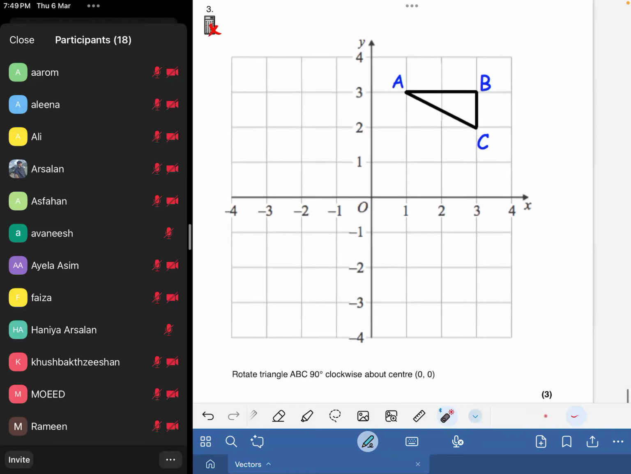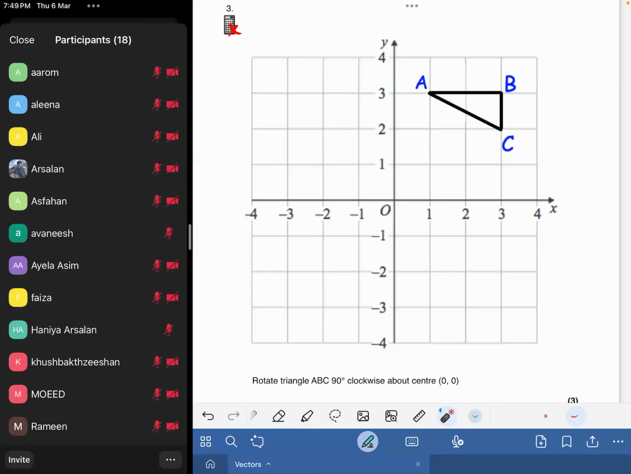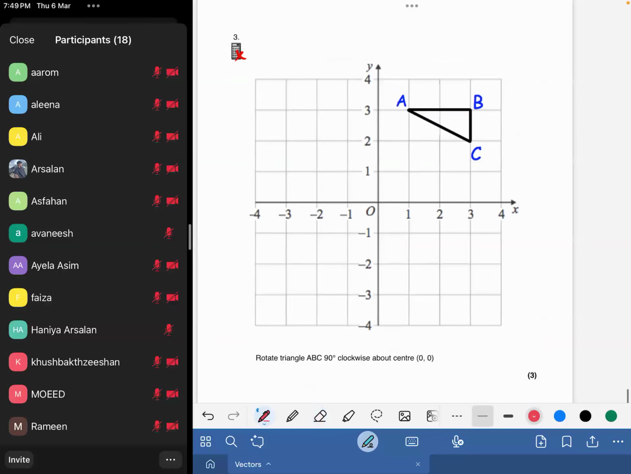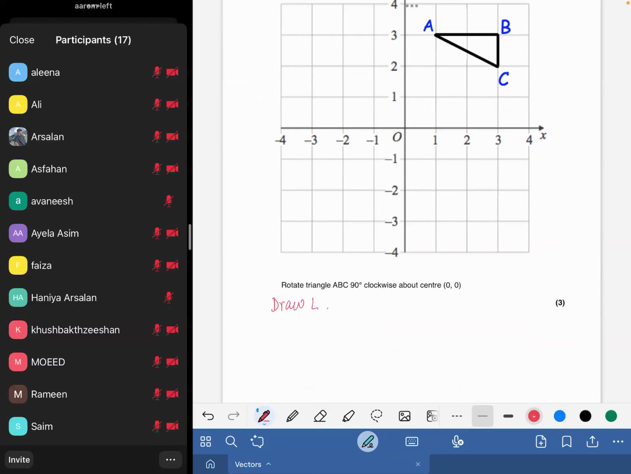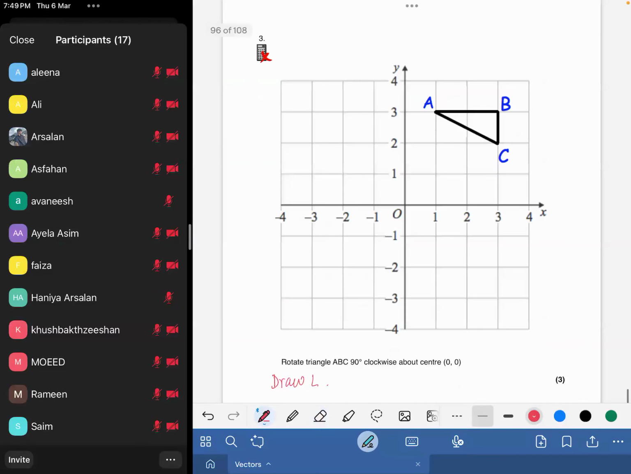Let's see. It's a Cambridge style question. Now they say to rotate triangle ABC clockwise about the center 0, 0. So what I'm going to do is draw an L. The center is 0, 0, so this is the origin. So Vedant, the L should be an isosceles triangle with 1 and 3. Agree? Two lengths should be the same.